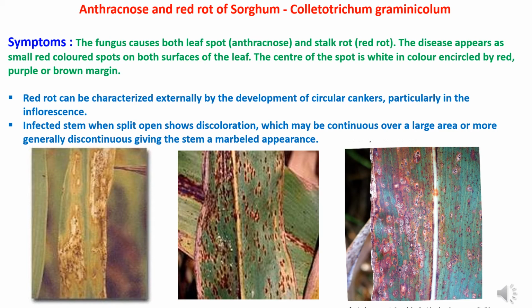Red rot can be characterized externally by the development of circular cankers, particularly in the inflorescence. Infected stem, when split open, shows discoloration, which may be continuous over a large area or more generally discontinuous, giving the stem a marbled appearance.